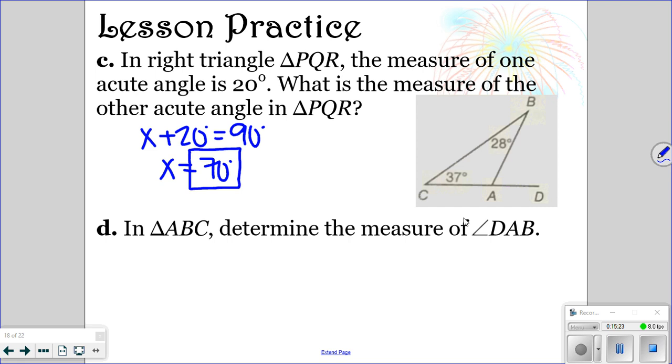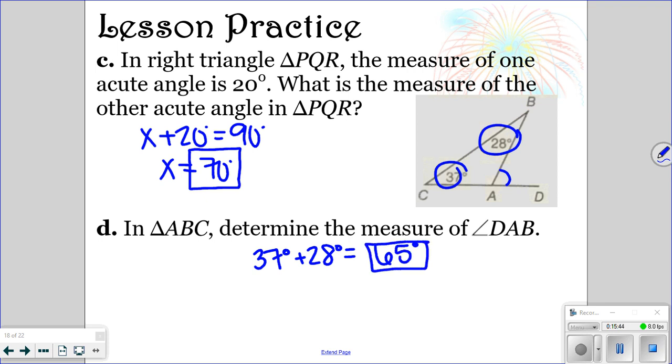Now let's look at this figure. In the triangle ABC, determine the measure of DAB. Well, this exterior angle is equal to these two interior angles. They are the remote interior angles. So 37 plus 28 degrees equals 65 degrees. So that would be the measure of the angle.